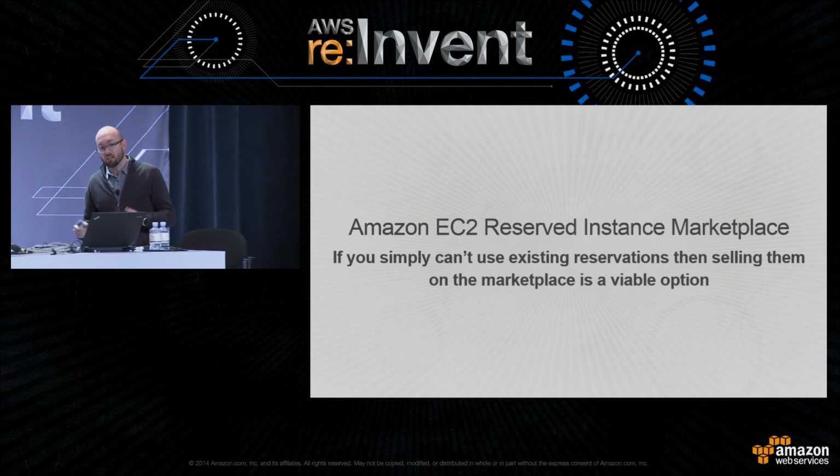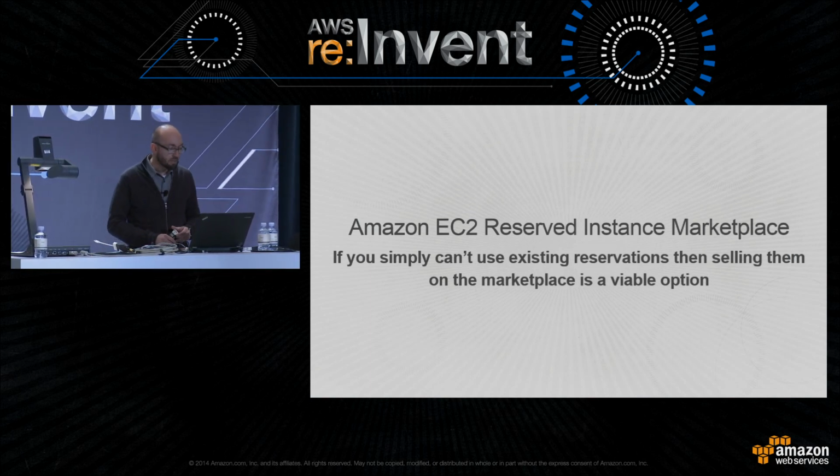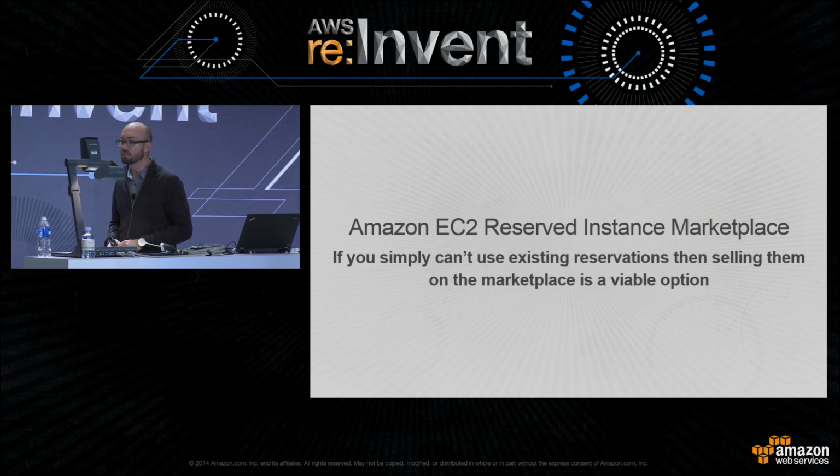The final thing here with modifications isn't really a modification, but the Amazon EC2 reserved instance marketplace can kind of be a last stop for you. So if you have a reservation and you simply can't modify the existing reservation, then you can sell them on the marketplace. That's a viable option. You get out from under it, you recoup some cost, and you move on.